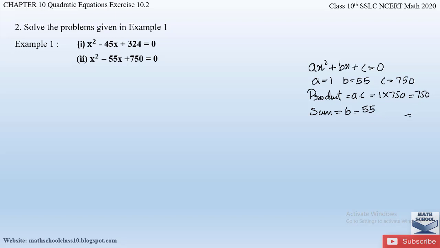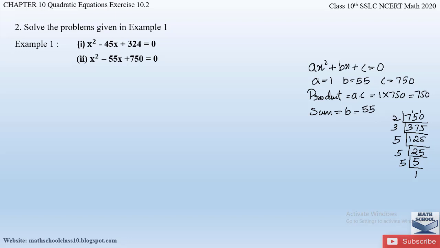So let us factorize 750 first. 2 3s are 6, carry 1, 2 7s are 14 and 2 5s are 10. So we'll take 3 table, 3 1s are 3, 3 2s are 6, 3 5s are 15. Then 5 25s are 125 and 5 5s are 25 and 5 one time. So let us group in such a way that we get a sum of 55 when we add the factors.